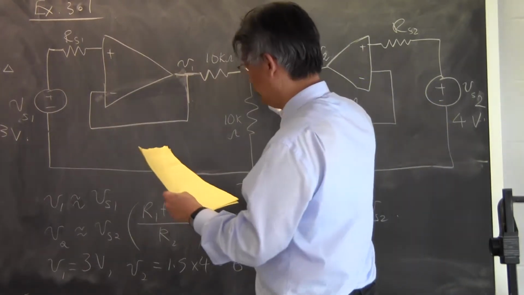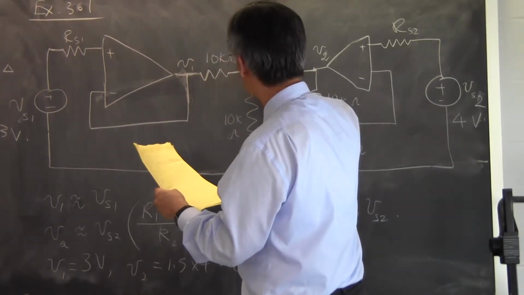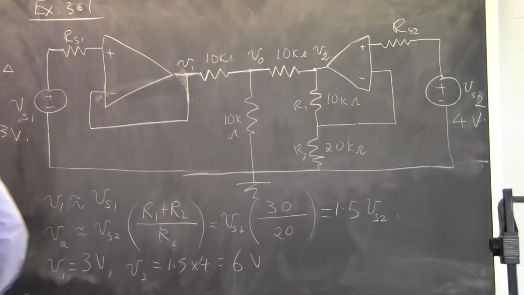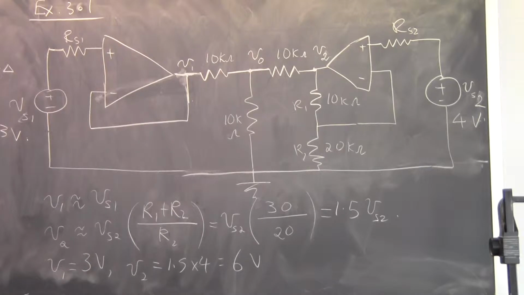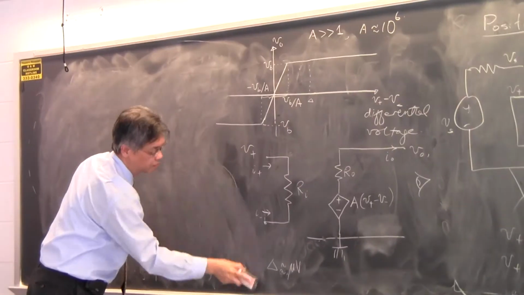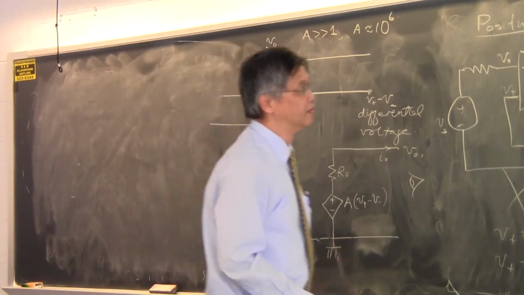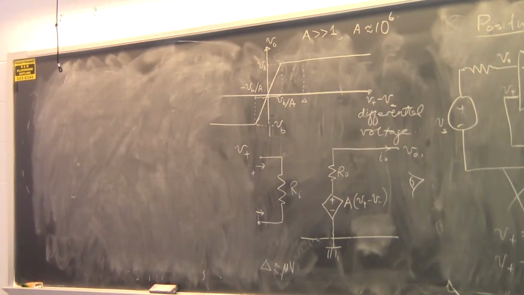Then you're asked to find what this voltage is over here. Okay, what is V0? In order to find V0, you have to write Kirchhoff's current law at that node over there. So we can write out the current over here and the current over here plus the current over here. And they all add up to 0.